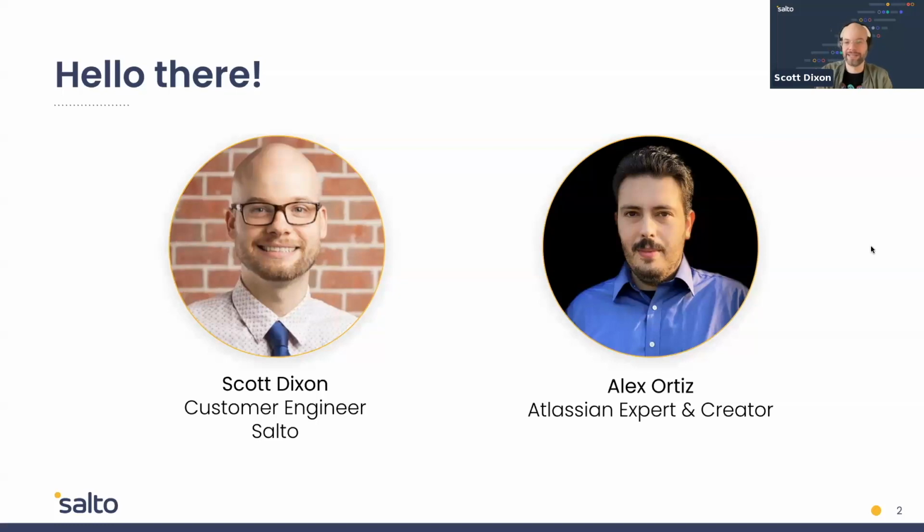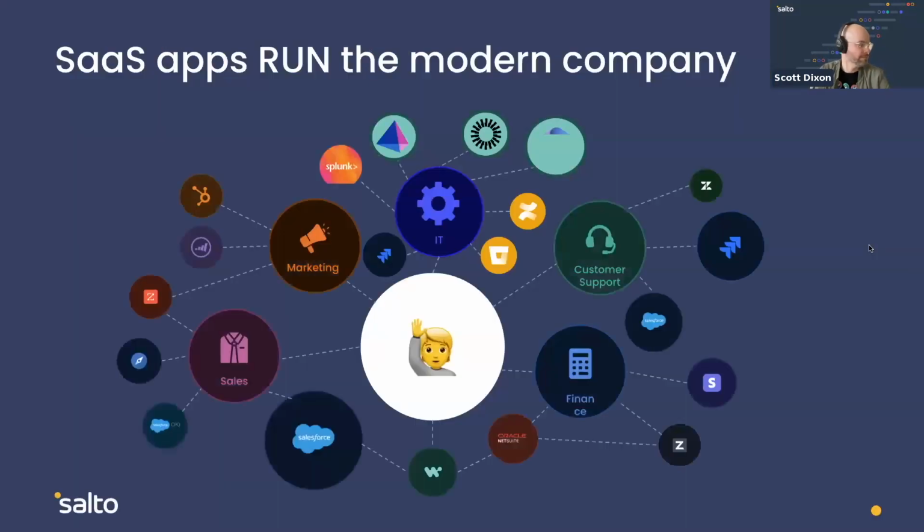So again, Scott and Alex here. We're going to be talking about DevOps for Jira. So why are we talking about DevOps for Jira? So taking a step back, today, SaaS applications are running most modern companies. So in addition to Jira, there's a lot of other applications out there that likely your company is leveraging. Applications like NetSuite, Salesforce, Zendesk for customer support, and so on.